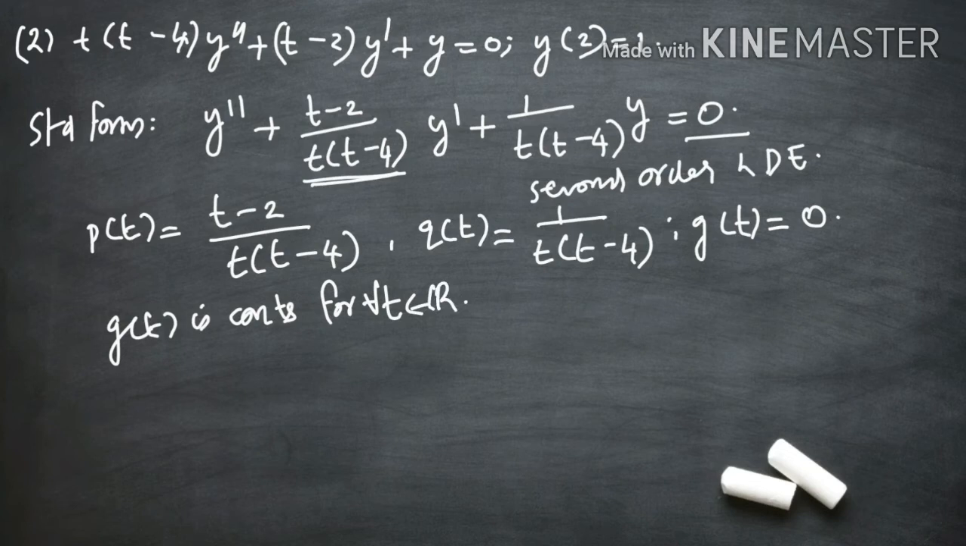ഏതൊരു റിയൽ നമ്പറിനും g of t equal to 0 ആയതുകൊണ്ട് തന്നെ ഇത് continuous ആണ്. And what about p of t and q of t? p of t and q of t are continuous. നമുക്ക് ന്യൂമറേറ്ററിൽ t minus 2 ആണ്, q of t യുടേതാണെങ്കിൽ it's 1. And what about the denominator? Denominator is not defined for t equal to 0, that means t into t minus 4 ആണ്.